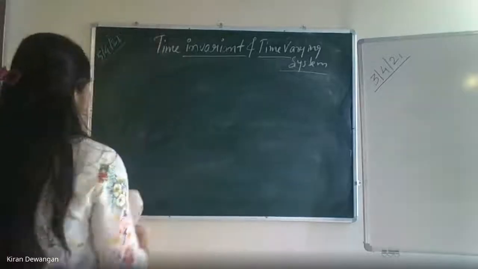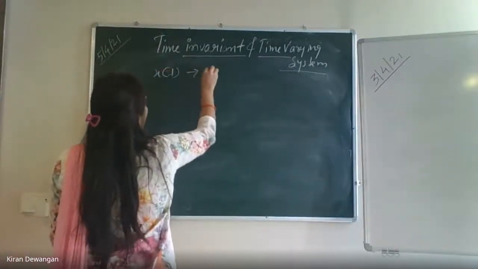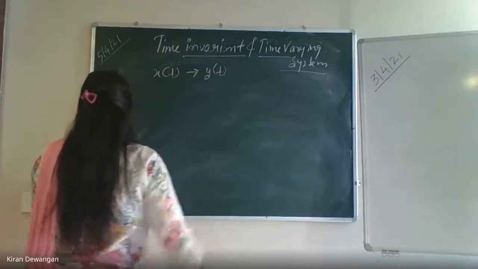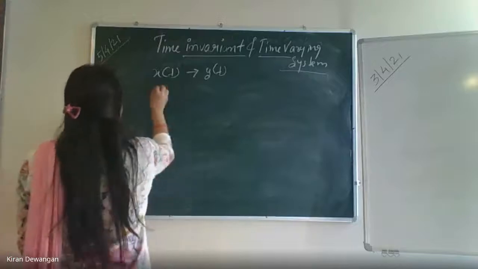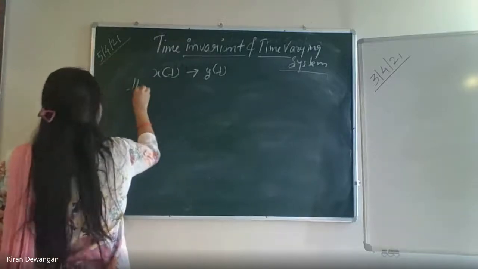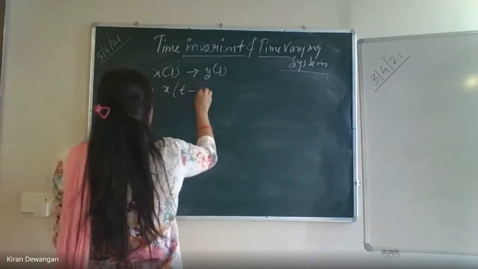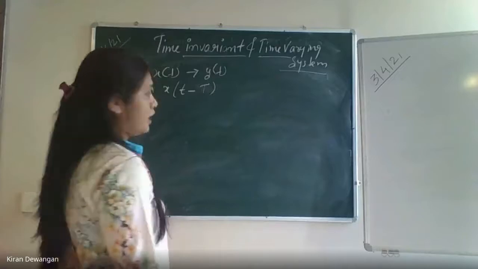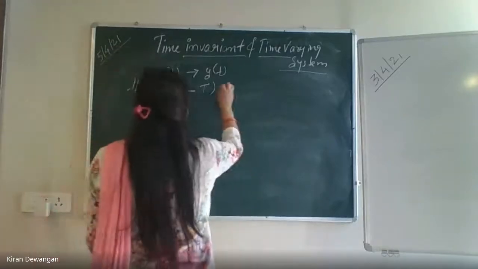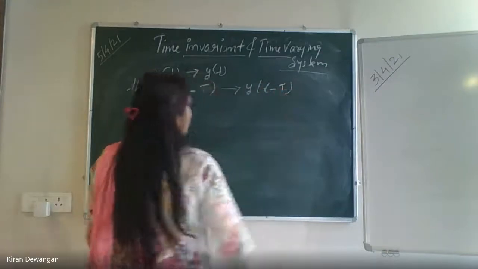Okay? Now if xt is the input and I am getting an output yt, for input xt the output is yt, and if I apply x of t minus capital T, then in that case the output will be y of t minus capital T.